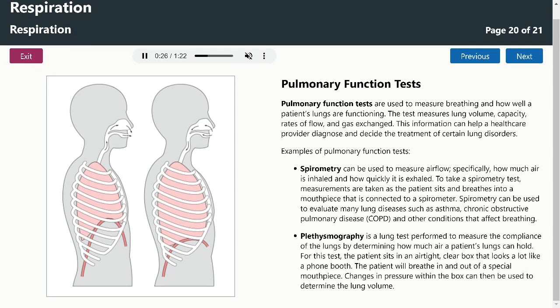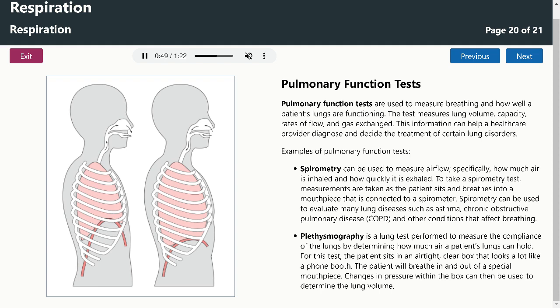It can be used to measure airflow, specifically how much air is inhaled and how quickly it is exhaled. So to take a spirometry test, measurements are taken as the patient sits and breathes into a mouthpiece that is connected to a spirometer. Spirometry can be used to evaluate many lung diseases like asthma, COPD, and other conditions that affect breathing. Then you have plethysmography.